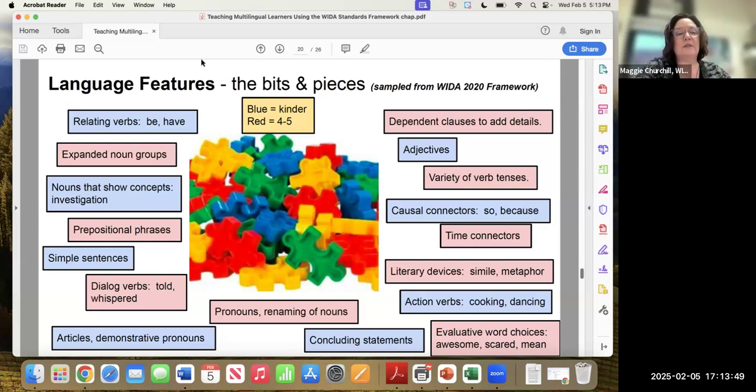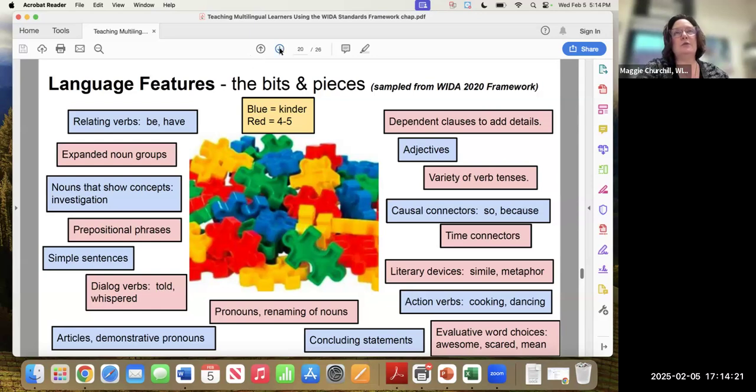Grades 4-5, they have expanded noun groups, prepositional phrases, right? Dialogue verbs. So we get them away from using the word said. Let's use something else, right? Like shouted or whispered. Pronouns, so that their sentences don't always start the same way, right? Adding dependent clauses, that's also what helps them get to that complex sentence structure. A variety of verb tenses, there's connectors of time, right? Literary devices. So this is just a sample of what the language expectations are.